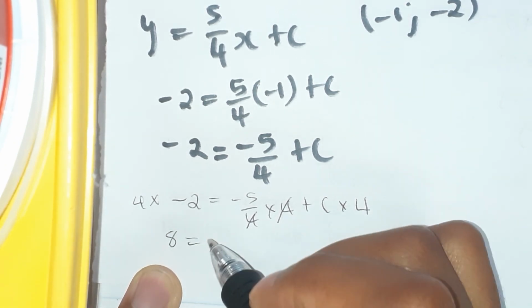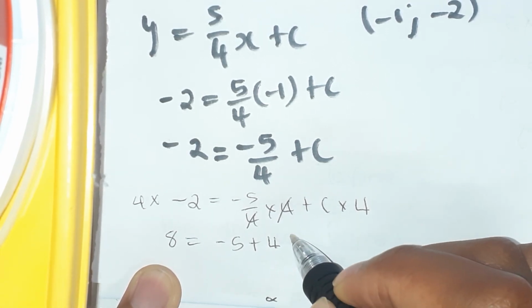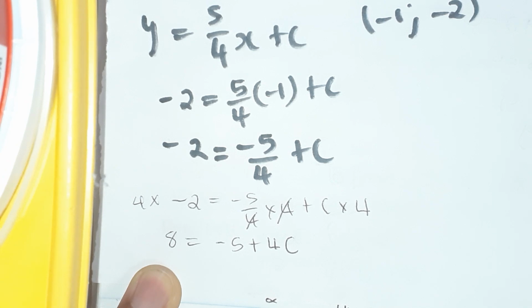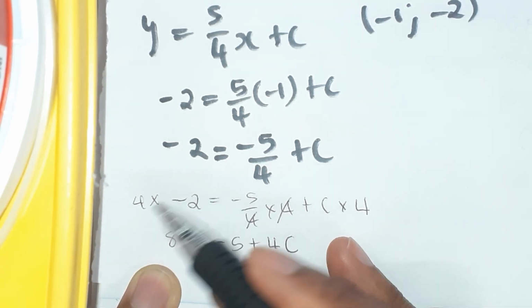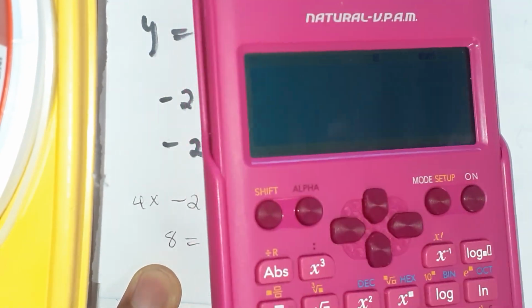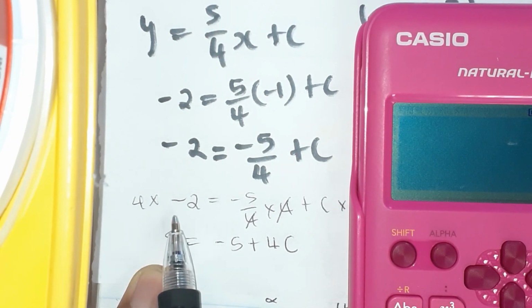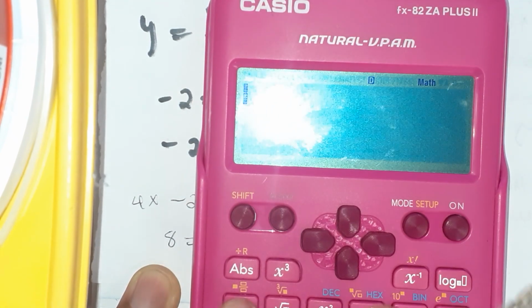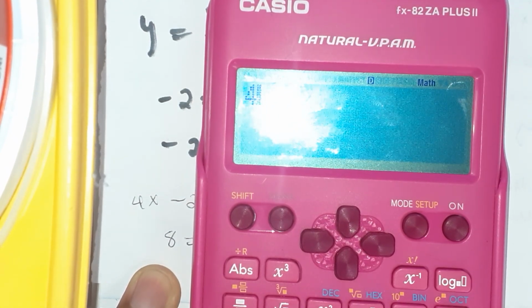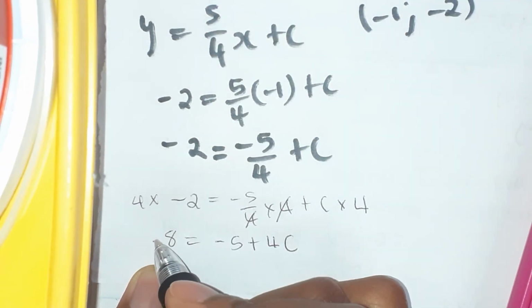It equals -5 plus 4c. You see? So this 5 will go to the other side, and it will be negative. 4 times -2, that is -8.